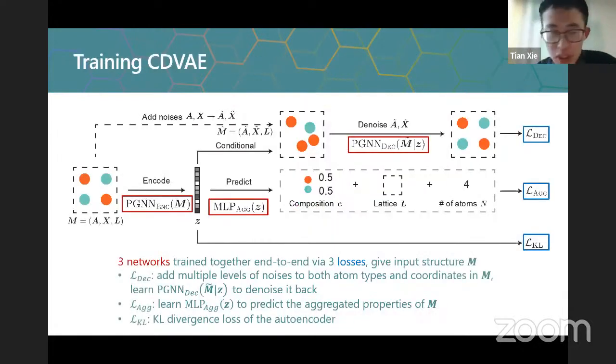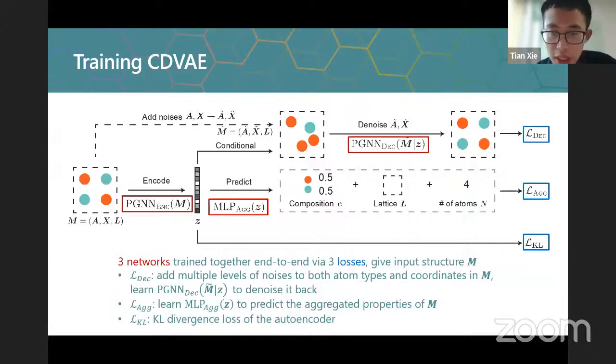Let me go over the training part very quickly. As I mentioned, at a high level, there are three networks in this architecture. The first is the encoder network, the second is the property predictor, and the last one is the decoder network. All three networks are trained together end to end by taking in equilibrium structures, stable structures of materials. And there are three losses in this process.